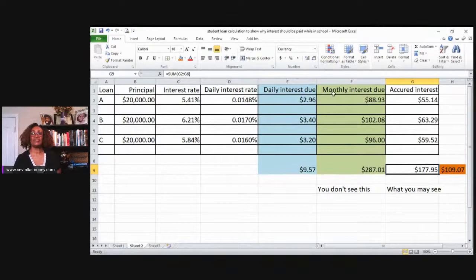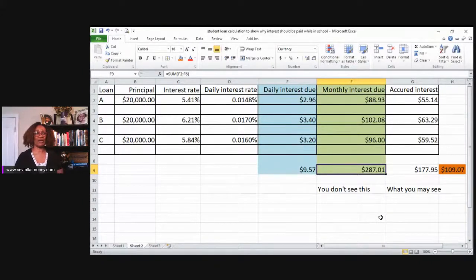So even though your monthly interest due is $287, on your statement you're going to see this is what you need to pay, $177.95, and you're paying that every month, but your balance is not moving. And the reason is because you're only paying a part of your accrued interest for each month. You're only paying a part of it, and the difference still stays on your account, and it's going to add to your balance, your principal balance, when your loan gets recertified.